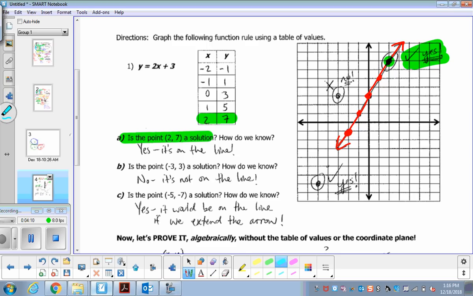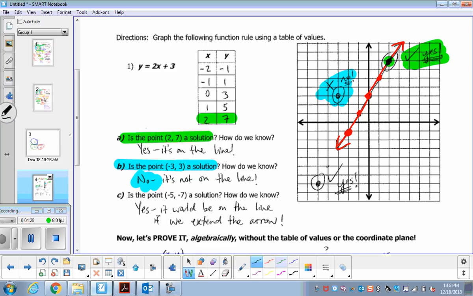Now the next question I'm asking is, is the point (-3, 3) a solution? So first, I'm going to look for it on the graph. If I go back 3, up 3, right there, no, this point is not on the line.